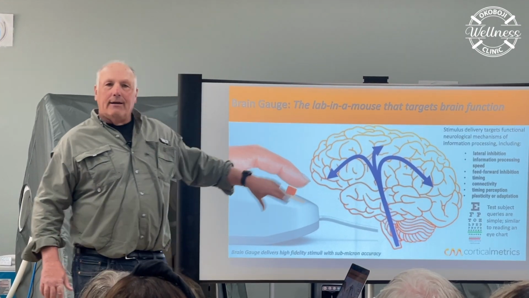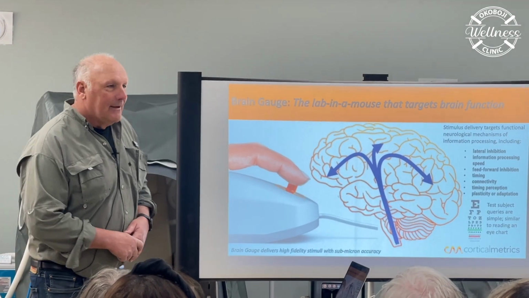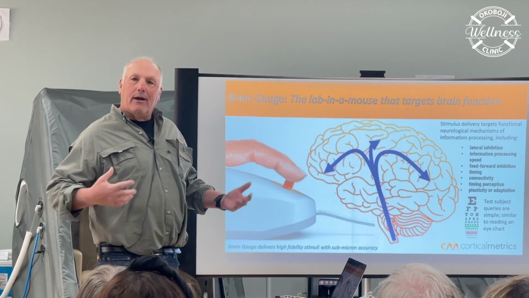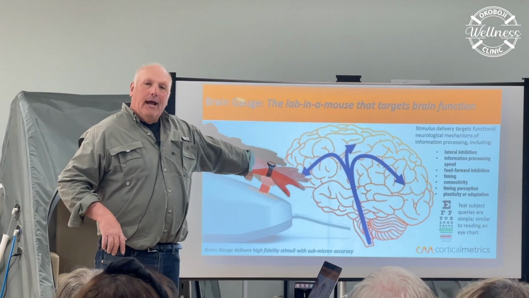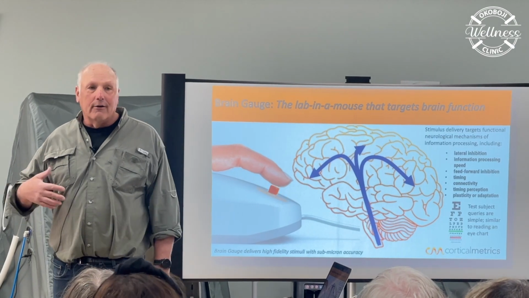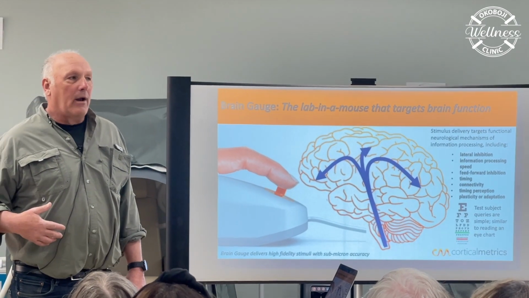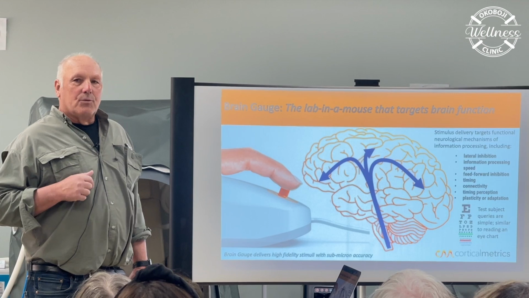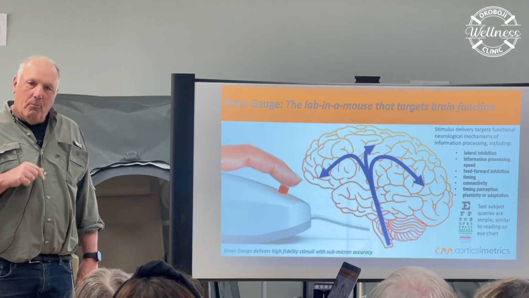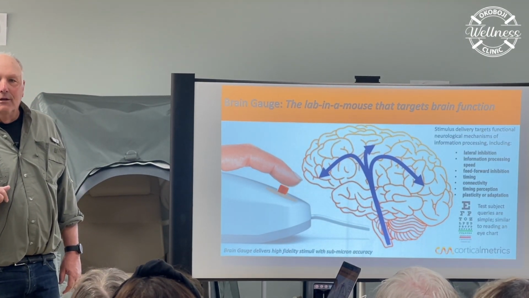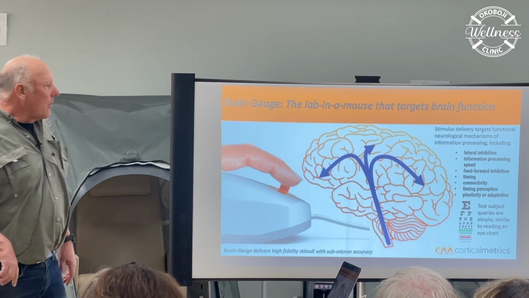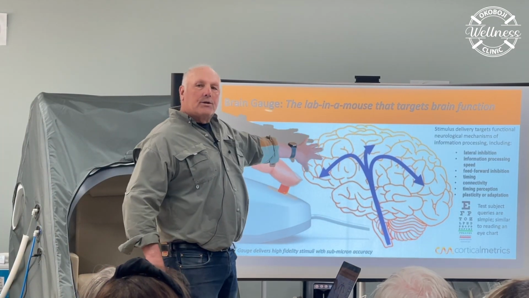So all of you have probably taken an eye exam. An eye exam is pretty easy conceptually, right? It starts out easy, and then it gets harder and harder and harder. We do the same thing with the brain gauge, except we're targeting brain function. We're probing brain function with the brain gauge. We're sending stimuli to different parts of the brain, and we're asking questions about it.